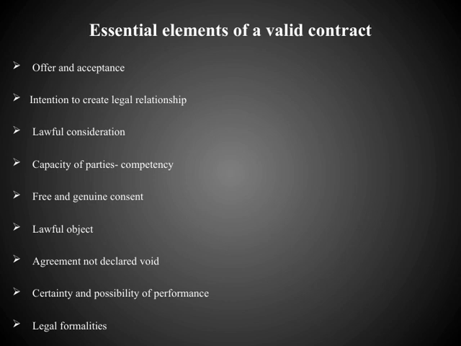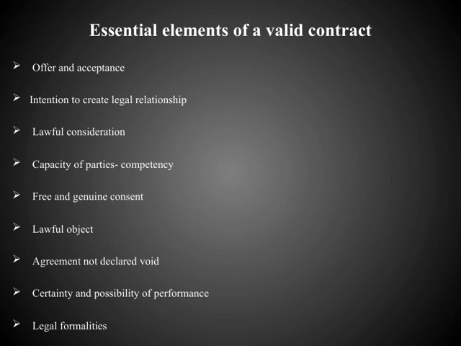Free and genuine consent is another key element. Both parties must agree freely, without any misrepresentation, fraud, or duress. Consent obtained through deceit or pressure invalidates the agreement. The contract's object must be lawful. That means the purpose of the contract should be legal and not against the law or public policy. Additionally, the agreement should not be declared void. A void contract is one that is invalid from the start, perhaps due to illegality or lack of essential elements.